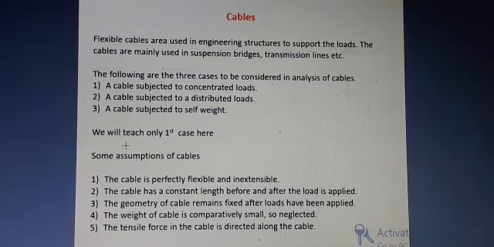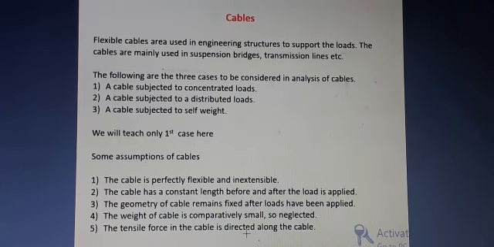Here are some assumptions about cables. First, the cable is perfectly flexible and inextensible. Second, the cable has no constant load before and after the load is applied because it is inextensible. Third, the geometry of the cable remains fixed after loads have been applied. Fourth, the weight of the cable is comparatively small, so it is neglected. In calculation, we neglect the weight of the cable. Last, the tensile force in the cable is directed along the cable.